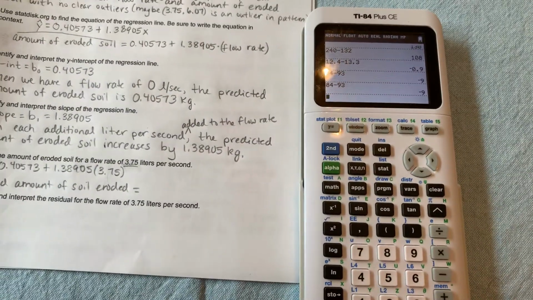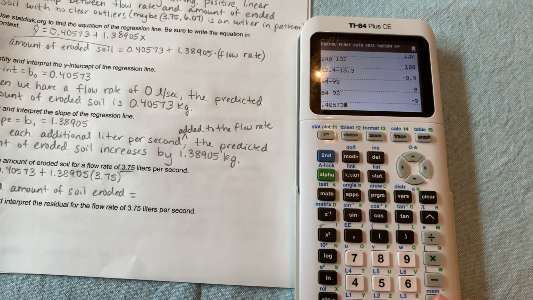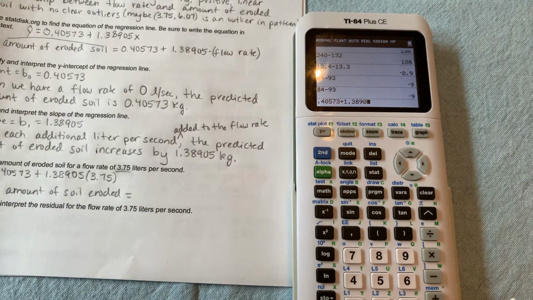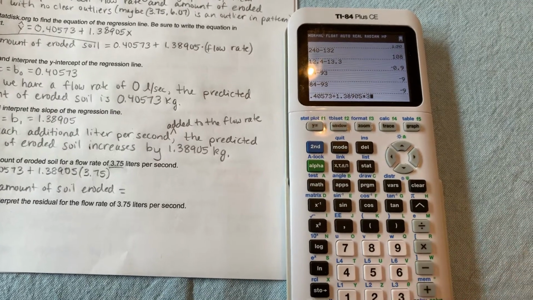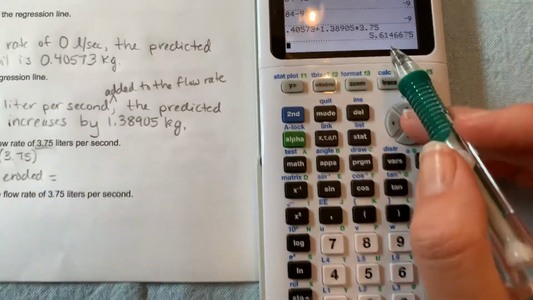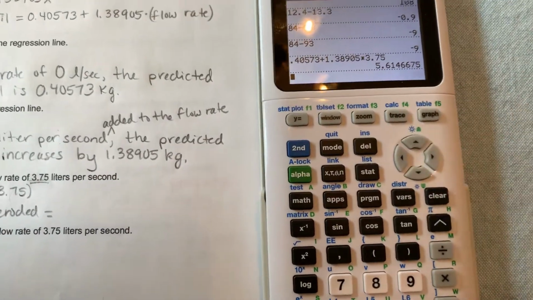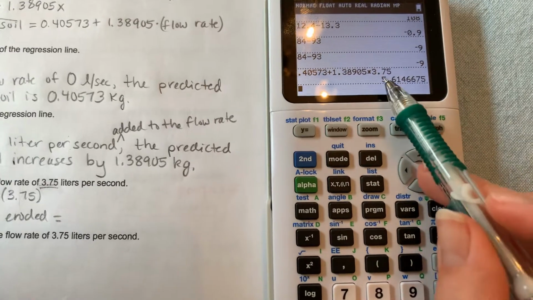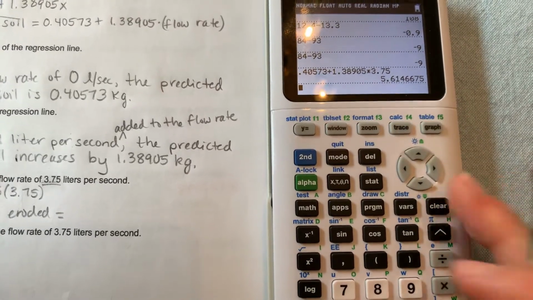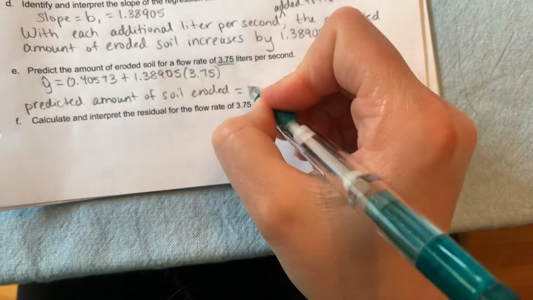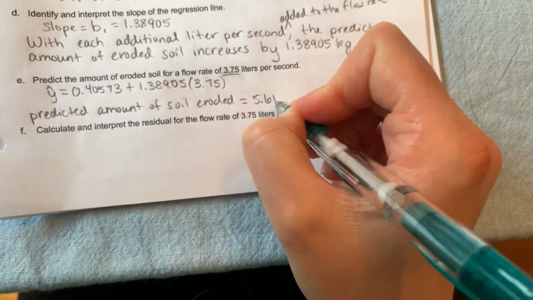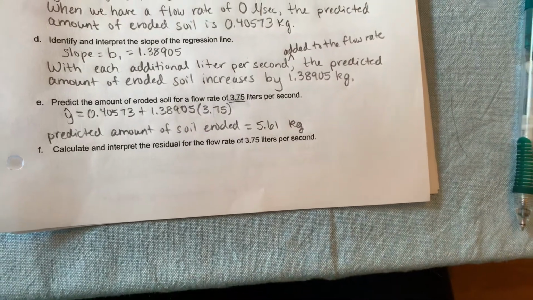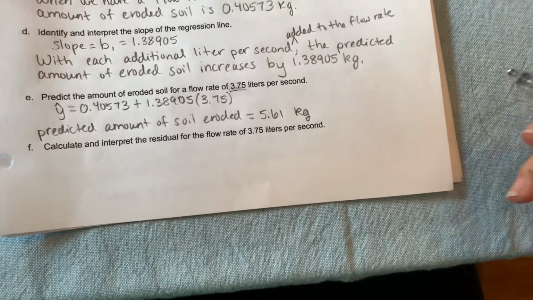Let's see, 0.40573 plus 1.38905 times 3.75. Okay, I get 5.61. I'm going to go ahead and round to 2 decimal places because my x value is 2 decimal places. So let's say 5.61 kilograms. And then I'm just going to check to make sure that that makes sense in the context of my other sample data.